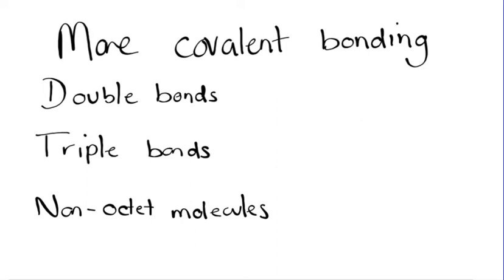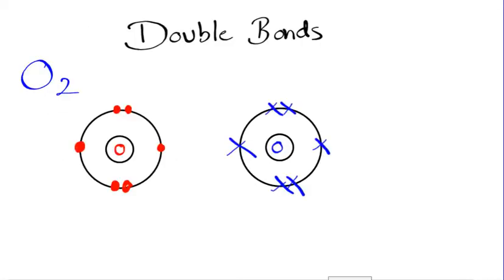So in this video I'm going to expand a bit more on covalent bonding. I'm just going to give you some examples where you would see double bonds, triple bonds, and we're going to look at molecules that are non-octet molecules. In other words, they don't adhere to the octet rule where you would have 8 electrons in the outer shell. So we'll start off with double bonds.